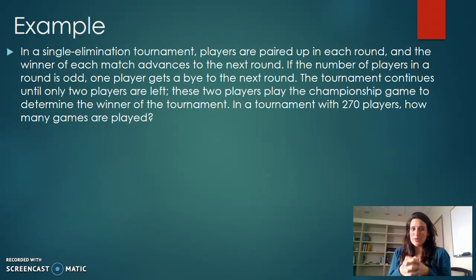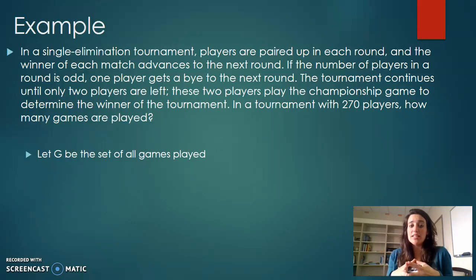So let's look at an example. In a single elimination tournament, players are paired up in each round, and the winner of each match advances to the next round. If the number of players in a round is odd, one player gets a bye to the next round. The tournament continues until only 2 players are left, and these 2 players play the championship game to determine the winner of the tournament. In a tournament with 270 players, how many games are played?